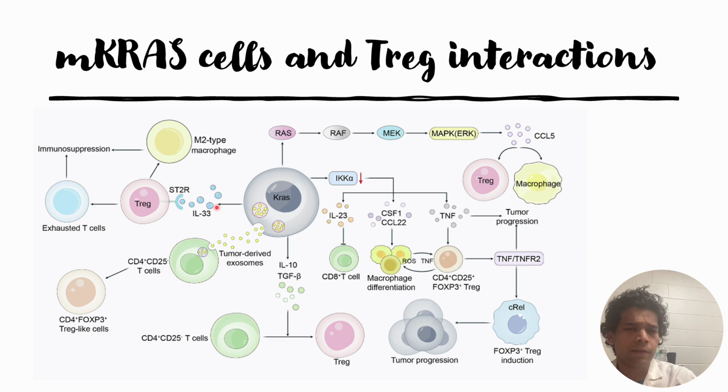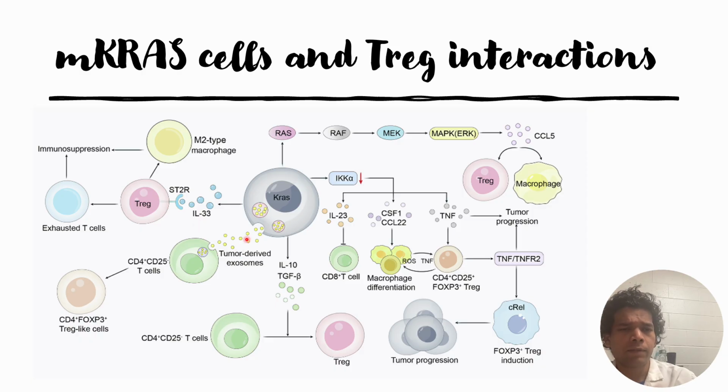KRAS-mutated cells release cytokines, namely IL-33. It interacts with the Treg cell surface receptor ST2R, and these interactions either help polarize the Tregs towards M2-type macrophages or direct them towards exhausted T cells that do not have any cytotoxic activity, and both result in immunosuppression. So this is how IL-33 moves Tregs towards immunosuppression.